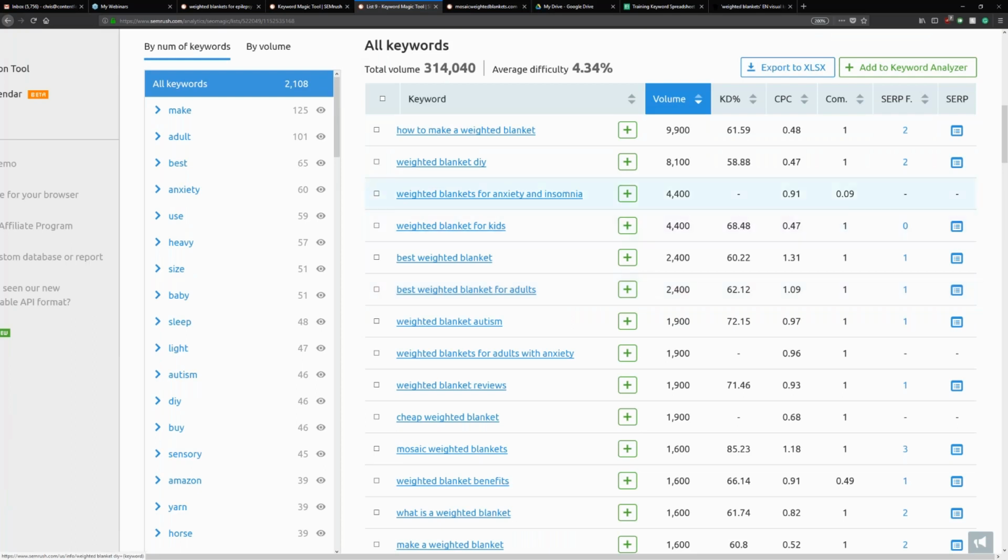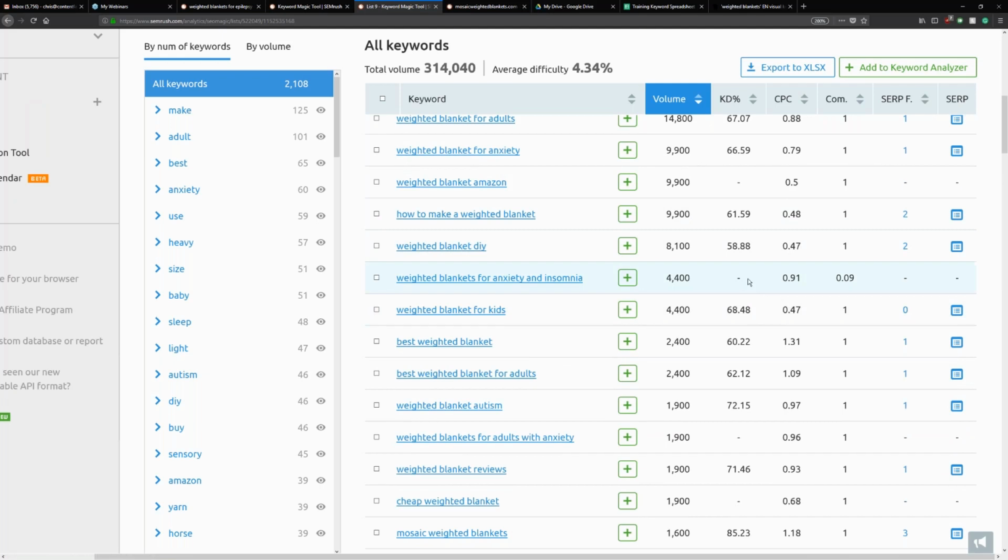Weighted blanket DIY, same kind of thing. Weighted blankets for anxiety and insomnia. Okay, cool. Now we're getting into what might be a particularly good keyword. The volume is pretty good. It's not giving us a reading as far as density goes, which tells us this might be a newer keyword, or more accurately, a keyword that has been added specifically to SEMrush's database because there's probably a lot of movement on it lately. We can see that Google's score for it as far as competition is actually pretty low. That tells us, okay, maybe this is a keyword that we actually want to look into.